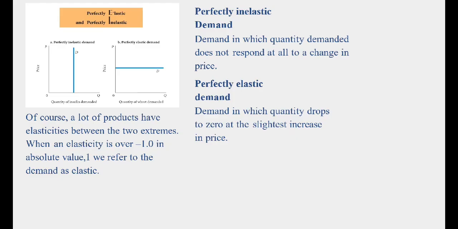Now we get into perfectly elastic and perfectly inelastic. Perfectly inelastic demand is a demand in which quantity demanded does not respond at all to a change in price, while perfectly elastic demand is the demand in which quantity drops to zero at the slightest increase in price. Of course, a lot of products have elasticities between the two extremes. When an elasticity is over negative 1.0 in absolute value, we refer to the demand as elastic.